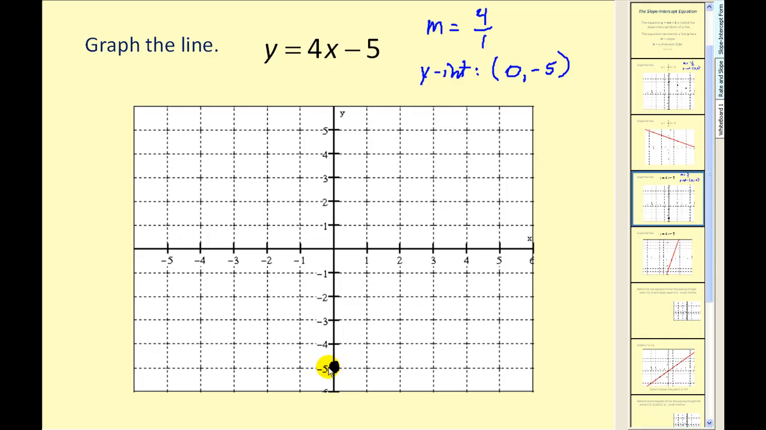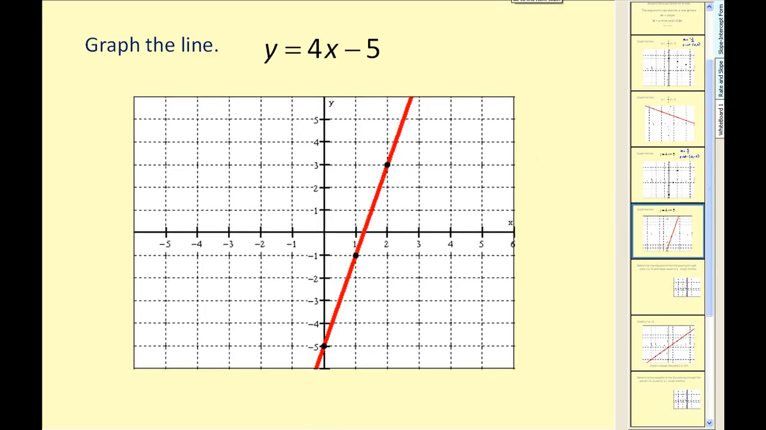And from the y-intercept, we're going to use the slope to find additional points. So again, the change in y is positive 4. We're going to go up 4. The change in x is positive 1. We're going to go right 1. From here, we go up 4, right 1. We find a point on the line. Again, we can do that again if we wish. Up 4, right 1. And you can see if we connect these 3 points, it will form a line. And it would look like this.